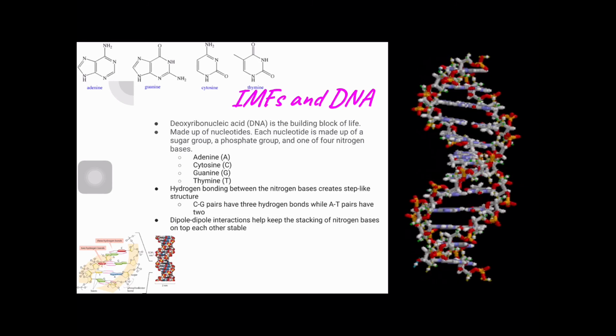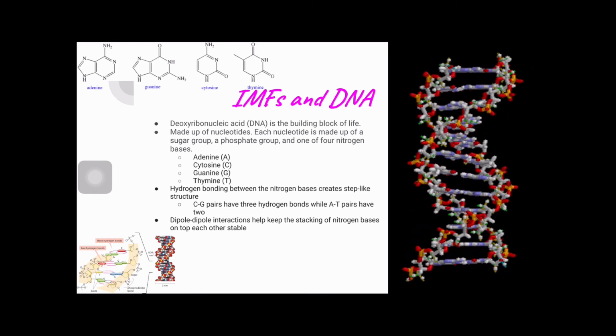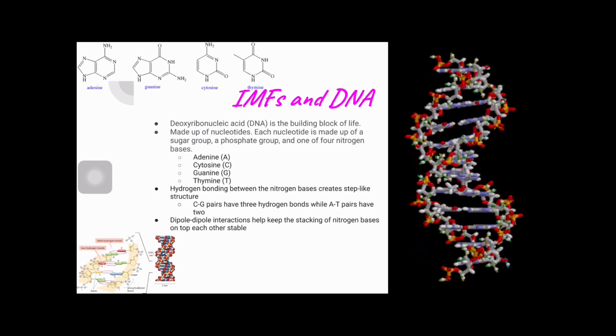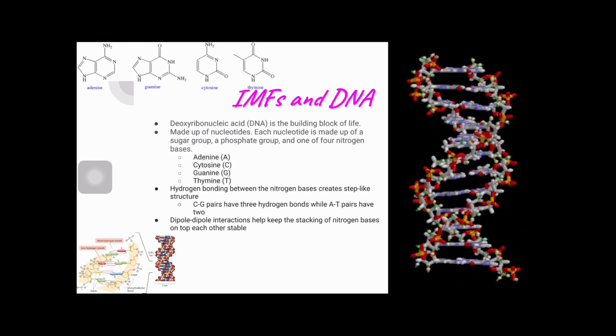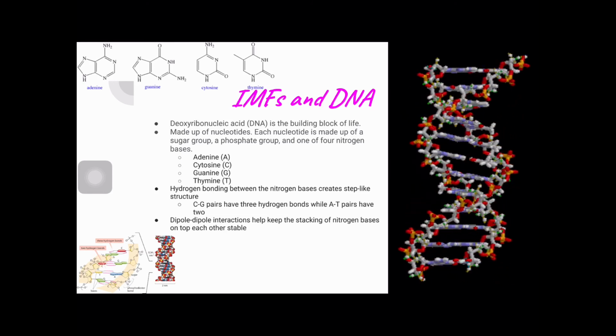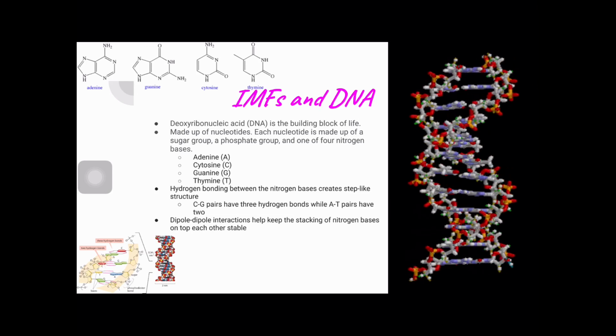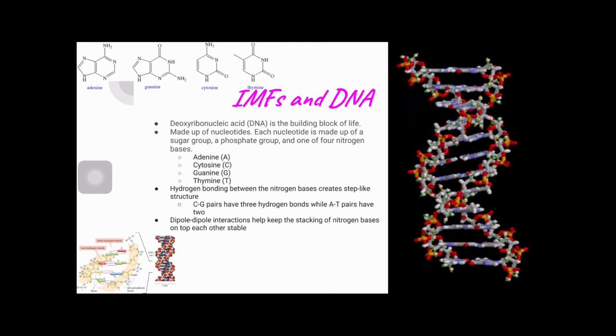Additionally, since cytosine-guanine pairs have 3 hydrogen bonds while adenine-thymine pairs have only 2, areas of DNA with lots of cytosine-guanine pairs are more stable than other areas. In addition, nitrogen bases can be stacked on top of each other. The bases have several partially negative and partially positive regions, creating dipole-dipole interactions that help keep the stacking stable.